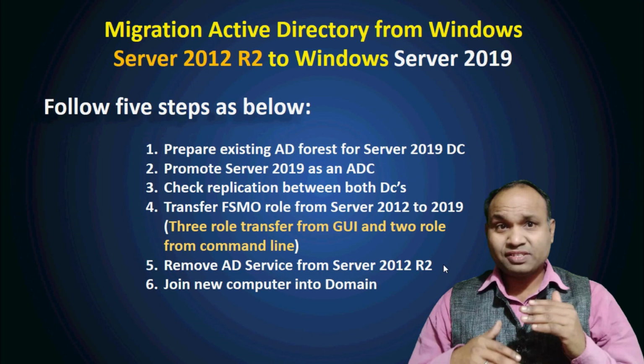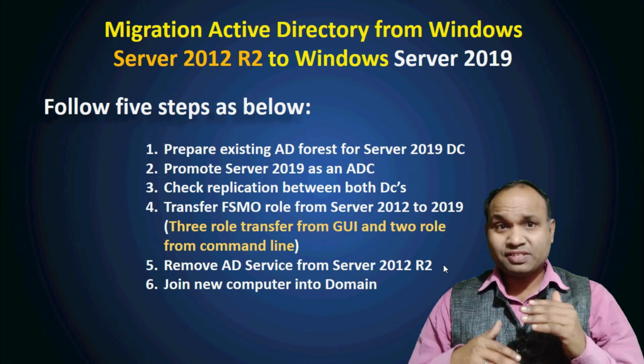In this video we will cover the following 5 steps. First, prepare the existing Active Directory for a Server 2019 DC. Second, promote Server 2019 as an additional domain controller. Third, check replication between both domain controllers. Fourth, transfer FSMO roles from Server 2012 to 2019.